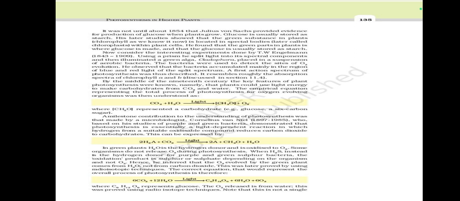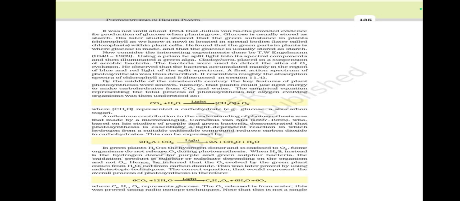Some organisms do not release O2 during photosynthesis when H2S instead is the hydrogen donor. For purple and green sulfur bacteria, the oxidation product is sulfur or sulfate depending on the organism, and not O2. Hence, he inferred that the O2 evolved by the green plant comes from H2O, not from carbon dioxide.